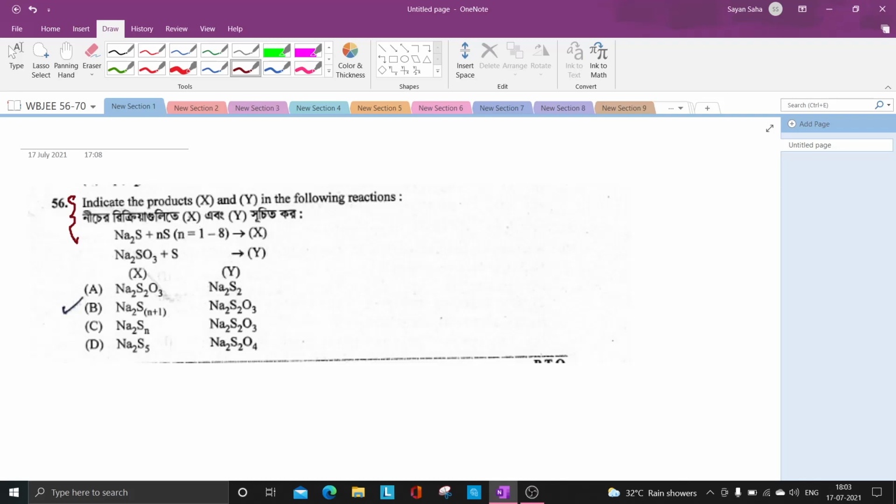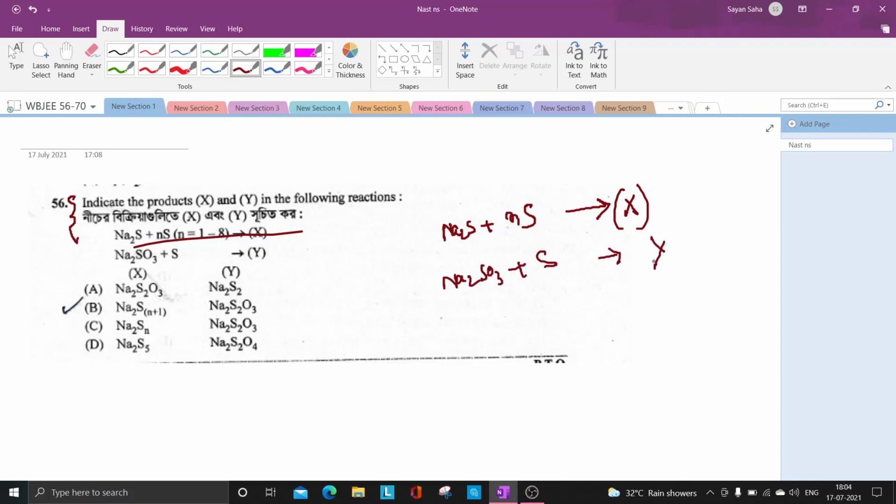See, the first question was: indicate the products X and Y in the following reactions. The first reaction was Na2S plus n sulfurs, it gives X. The second reaction was Na2SO3 plus sulfur, it gives Y. This is a direct question from inorganic chemistry. Here Y will be Na2S2O3, and X will be, see how many S is here, n S, and how many S is here, 1, so n plus 1 S, so this will be Na2 S of n plus 1.